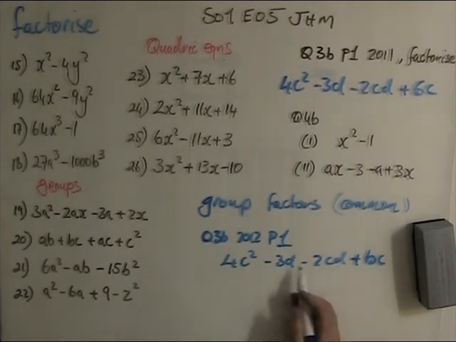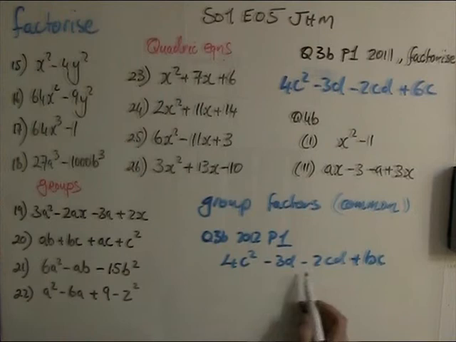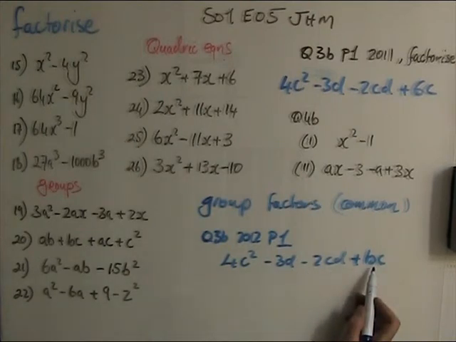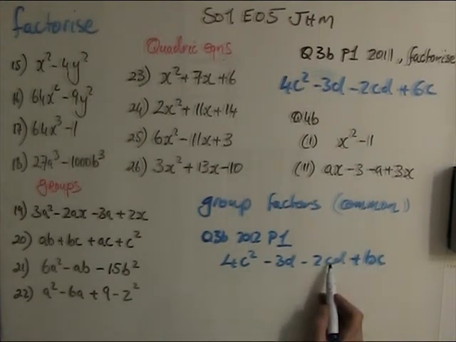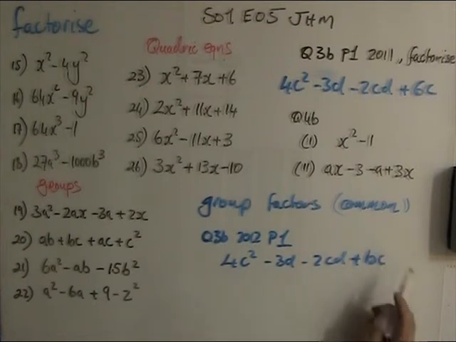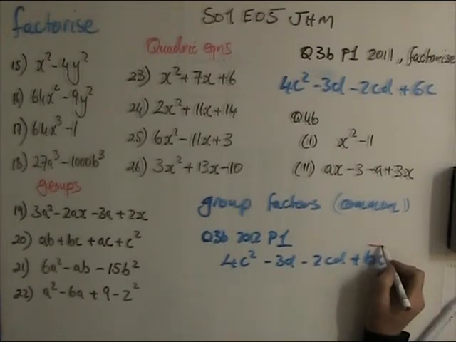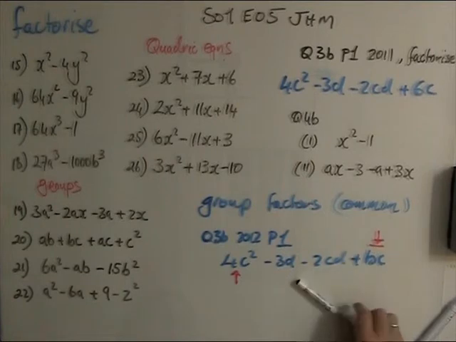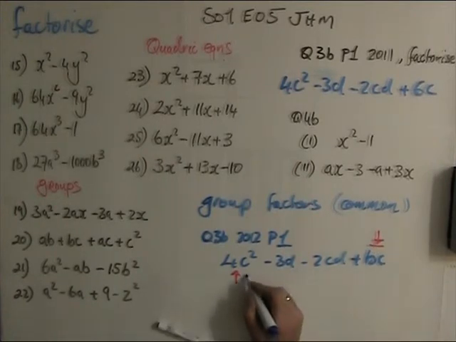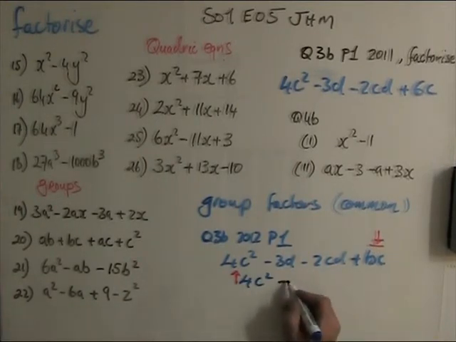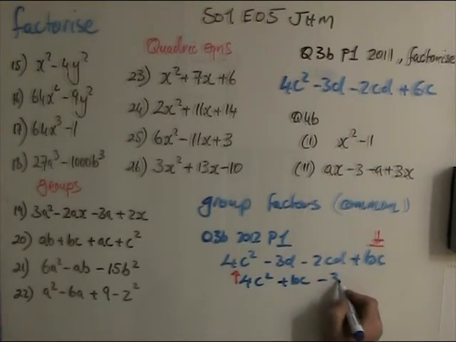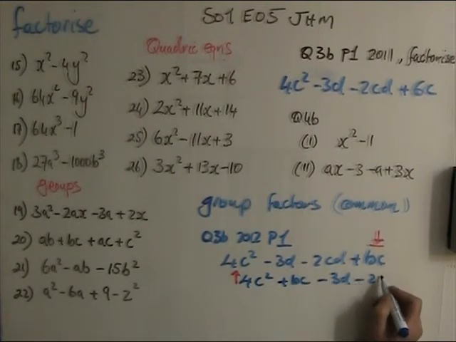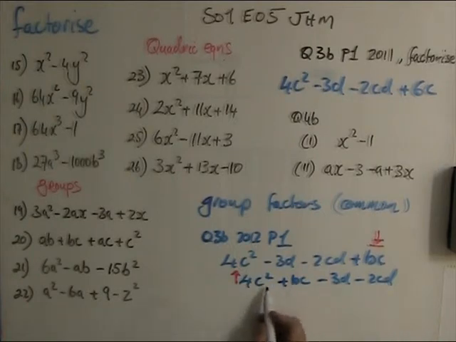Now, look, I'm looking at these factors here and I see c is in a couple of places. Because c is on its own, I'm going to bring these two c's together. When you do plenty of these, you'll understand why, because I don't want to mix up a d with a c. So I'm going to rewrite this, and it becomes 4c squared plus bc minus 3d minus 2cd. Now you can see already that there's a common factor. You've got c here and you've got d here.